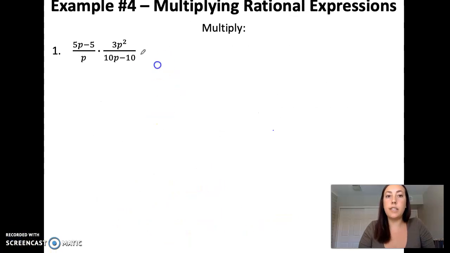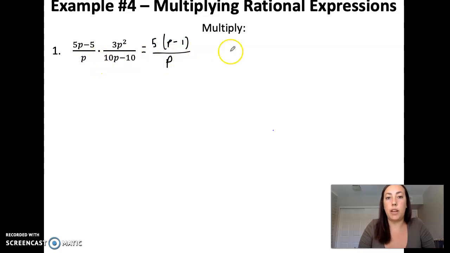All right, for our last example, we're going to multiply rational expressions together. So for number 1, we have 5p minus 5 over p times 3p squared over 10p minus 10. The easiest way to multiply these things together is to first factor if you can and cancel anything that's common on top and bottom of your two fractions. So this first numerator, the 5p minus 5, those guys have a common factor of 5, so we can go ahead and factor that out.